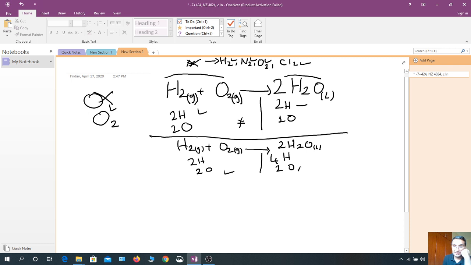So the number of oxygens are equal, but you can see the hydrogens are not equal. So what am I supposed to do? I have 4 oxygens here, 4 hydrogens here, but I have 2 hydrogens here. So what happened?